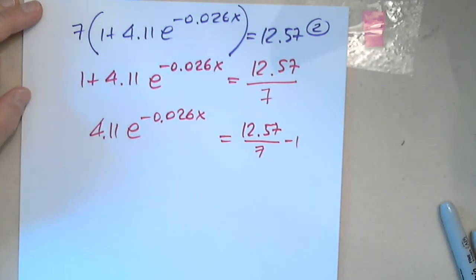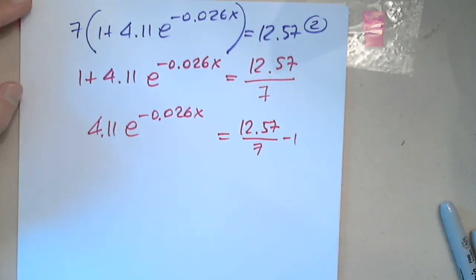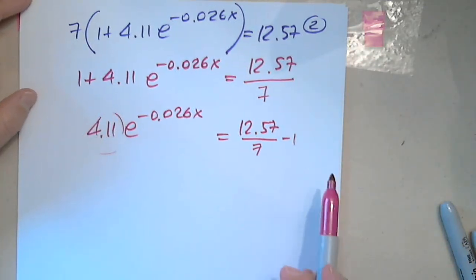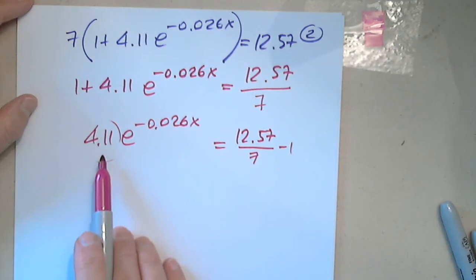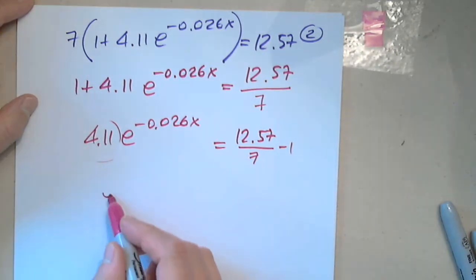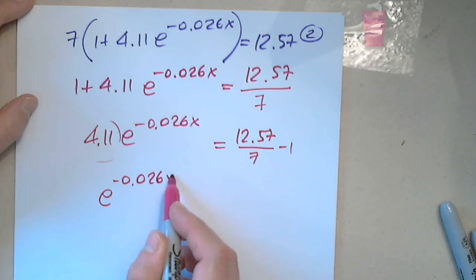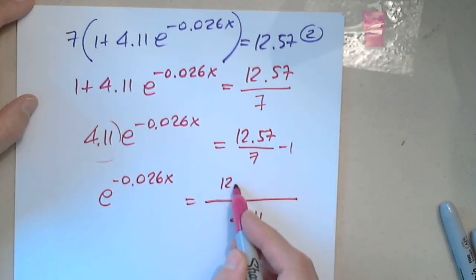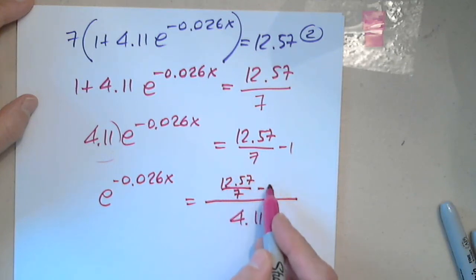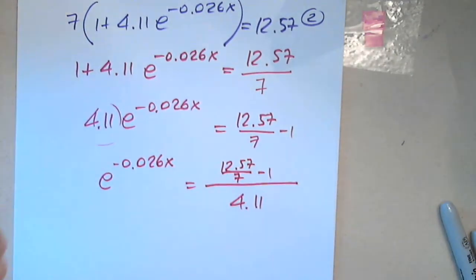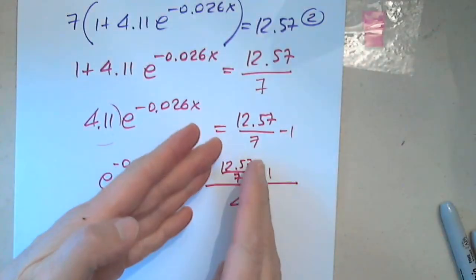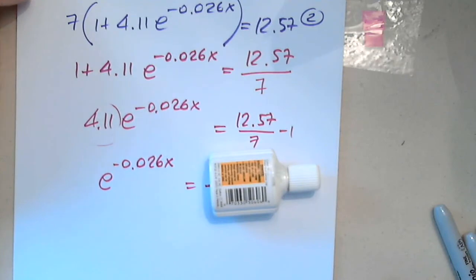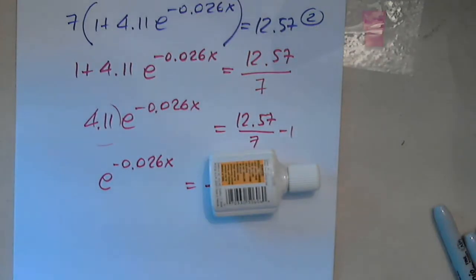I still have one more step before I bring the exponent down. And that is this. Yes, we have to divide both sides by this number. So e to negative 0.026x equals 12.57 over 7 minus 1. Now you can say, what about this? Leave it alone. Don't even look at it. It can wait patiently. We don't have to do anything to it.